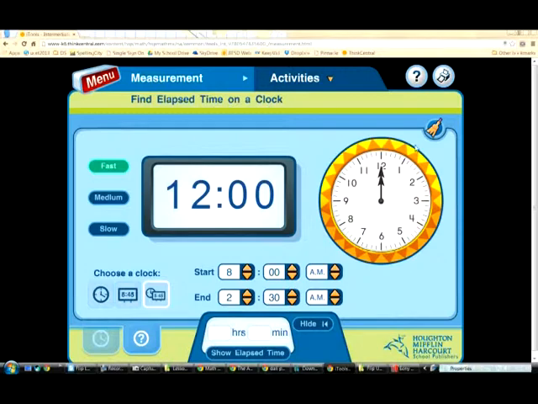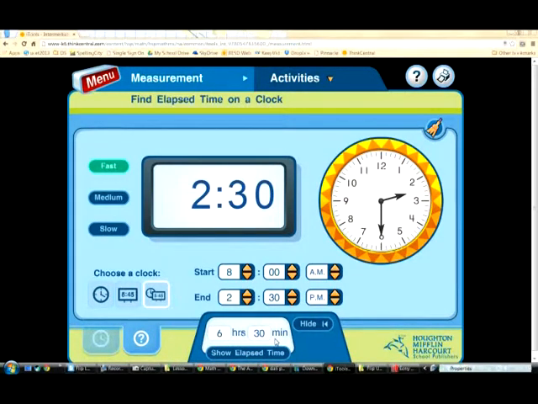Well, how long did that last? And we better change that to after lunch. I can show elapsed time by doing it this way. And look how fast we went through the whole day today. It lasted 6 hours and 30 minutes.